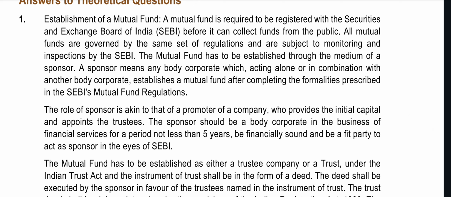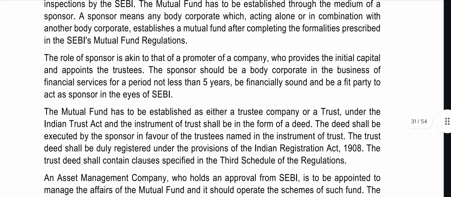acting alone or in combination with another body corporate establishes a mutual fund after completing the formalities prescribed by the SEBI regulations and mutual fund regulations. The role of sponsor is akin to that of promoter of a company. It is similar to the promoter of a company who provides the initial capital and appoints the trustees, right? And the sponsor should be a body corporate in the business of financial services. It must be in the business of financial services.